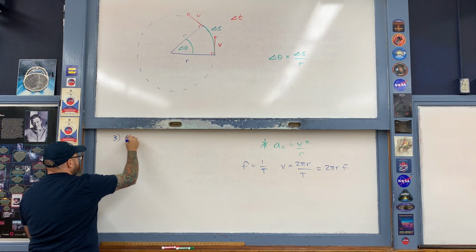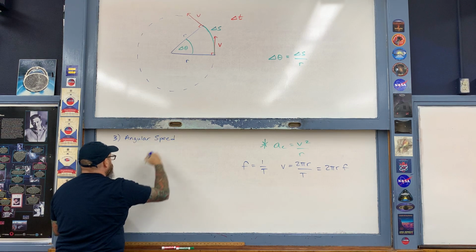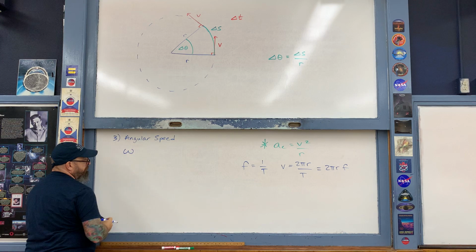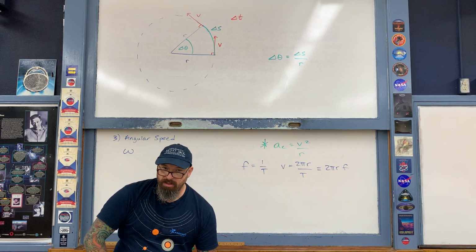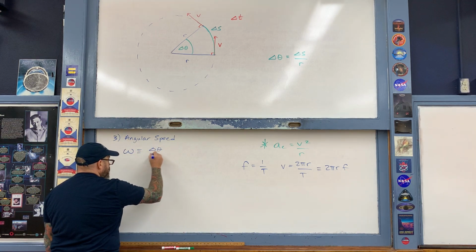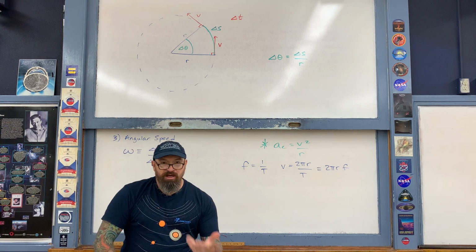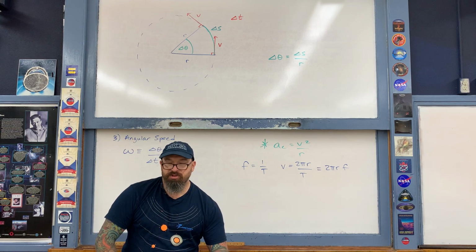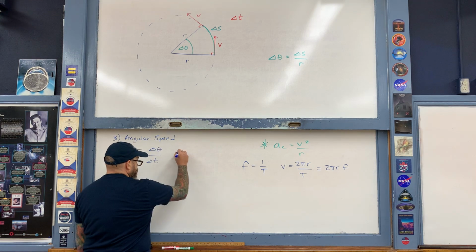And this is what is referred to as angular speed. Angular speed is referred to as omega. This is not a letter W, this is a lowercase Greek letter omega. Omega, by definition, is equal to change in angle divided by change in time. So then therefore, it's how much angle the object rotates through per second. It's usually measured in terms of radians per second.